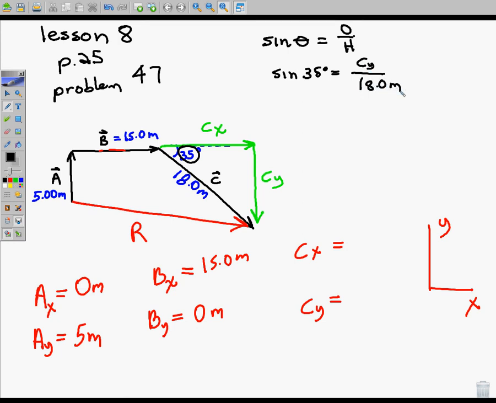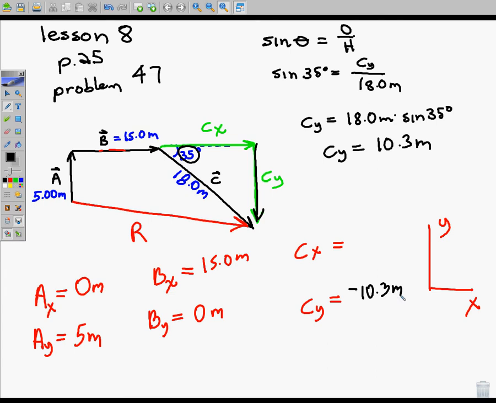And then if I crisscross multiply, it's like Cy times 1 equals 18 meters times sine of 35. And what do I get when I end up doing that? 10.3. Don't forget to put the negative there. Exactly. Don't forget to put the negative because it's going down. So Cy right here is going to be negative 10.3 meters.